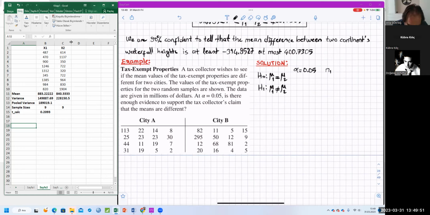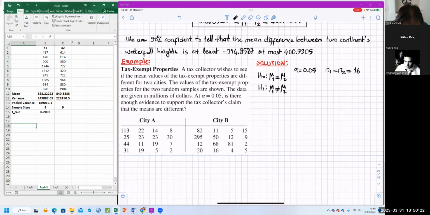It seems that n1 and n2 are identical. Let's count 1, 2, 3, 4, and 1, 2, 3, 4. 4 by 4 is 16, with 4 columns and 4 rows in each data set. There's no difference. Okay, this is 16 right here. You can easily write 16.